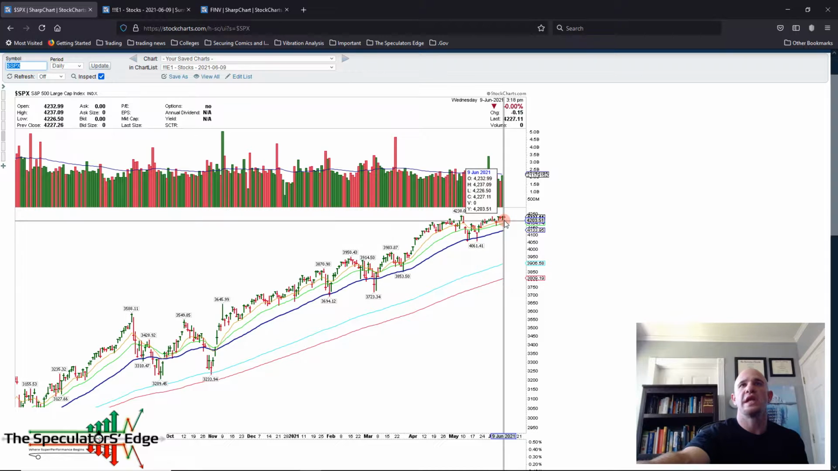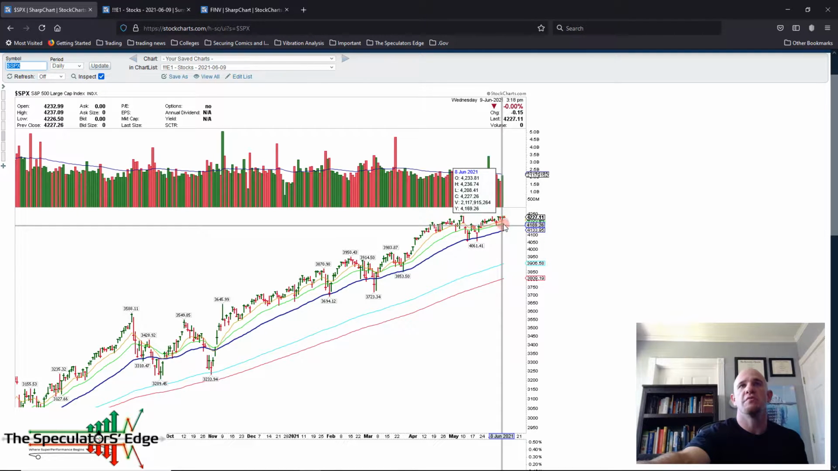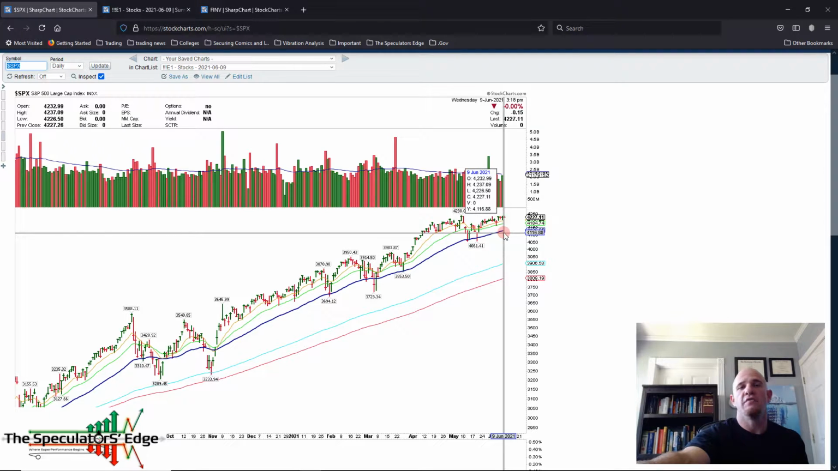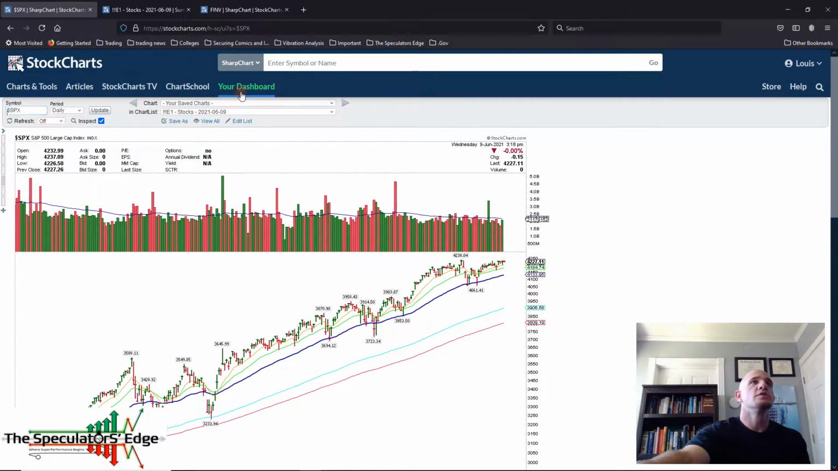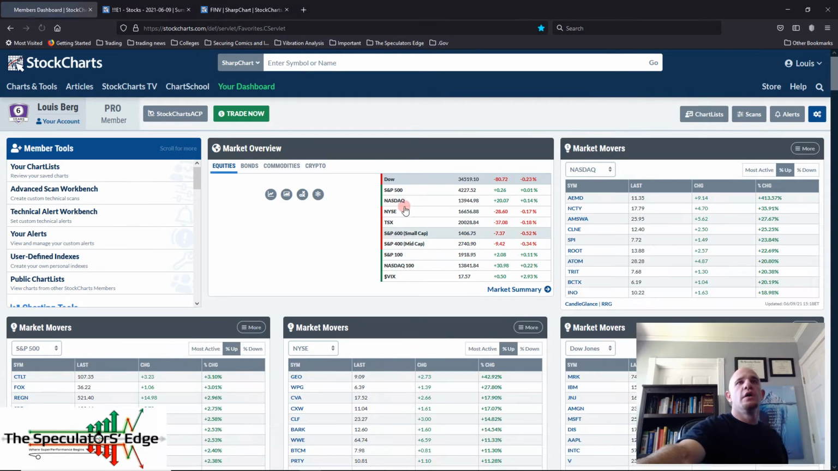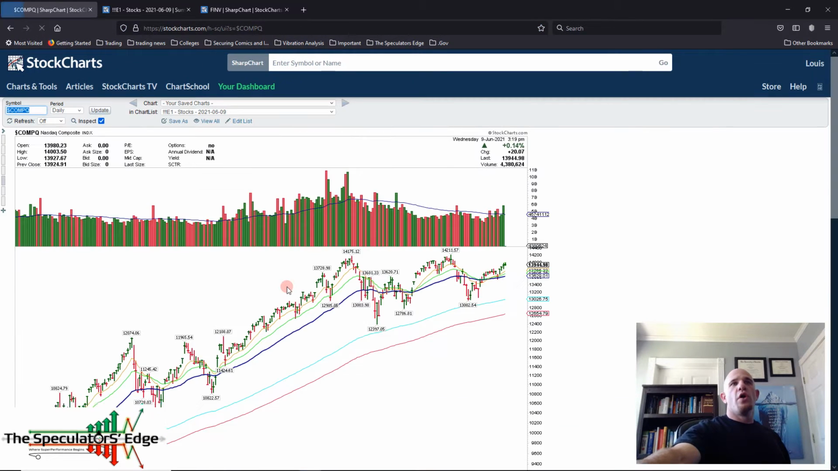If it doesn't, it'll break down to that 10-day moving average, and if it breaks past that, break down to the 20-day moving average, on down to the 50 if it breaks through. Okay, so let's go through the NASDAQ, see what's going on.